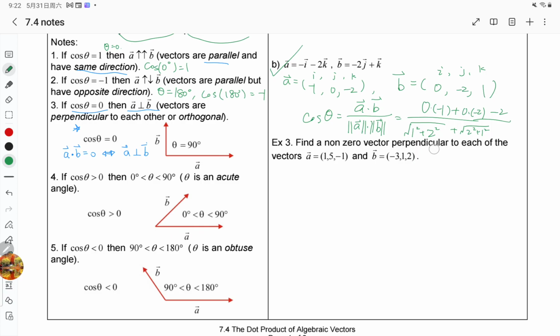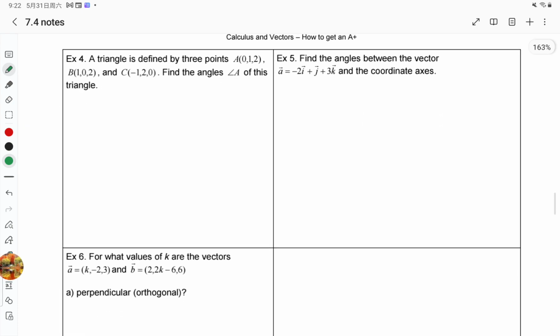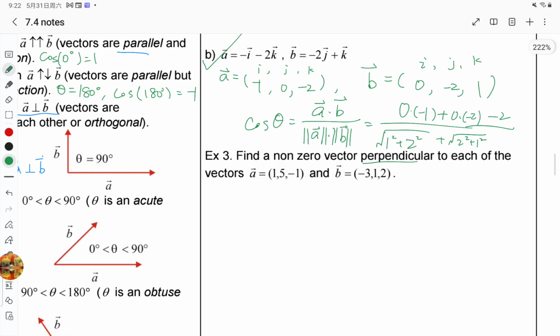And then find a non-zero vector perpendicular to each of the vectors. Actually, this one you can directly use cross product, okay? But I don't know if we're going to talk about cross product here, but yes, you can use cross product, okay? However, we're just talking about inner product, so I guess I'll just write it down.